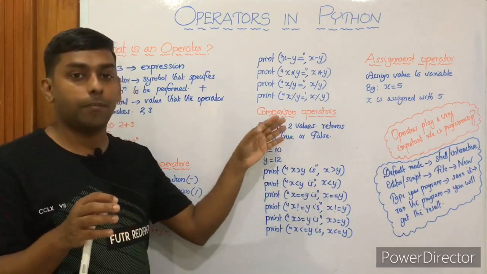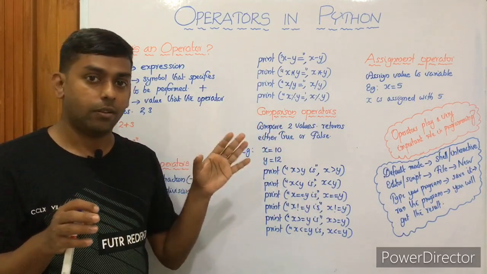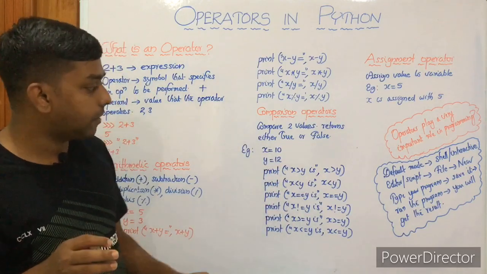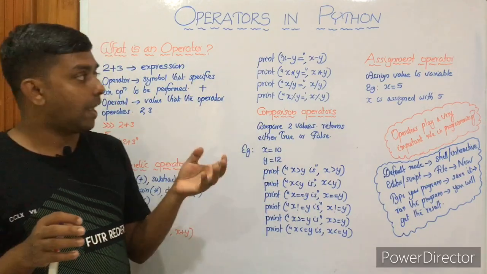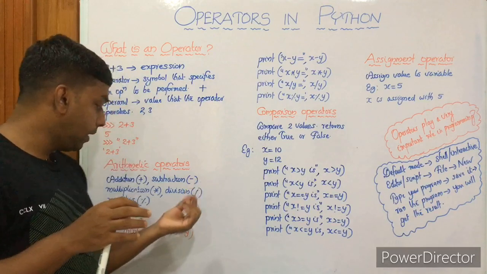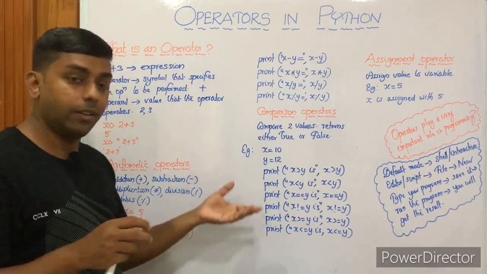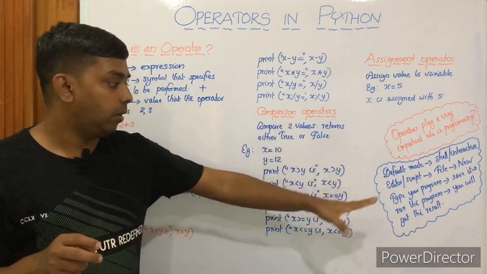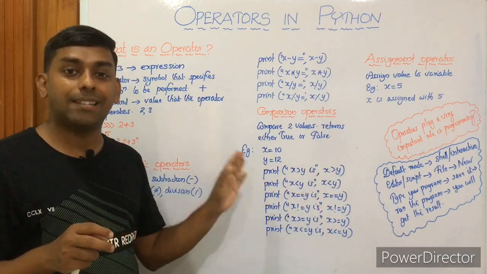Then comparison operators compare two values and give you either true or false, right? Yes. Then we have seen some examples as well. Then finally the assignment operator. We have seen the application of assignment operators on all this, right? Yeah. Then we have worked with which mode? Editor mode or script mode.